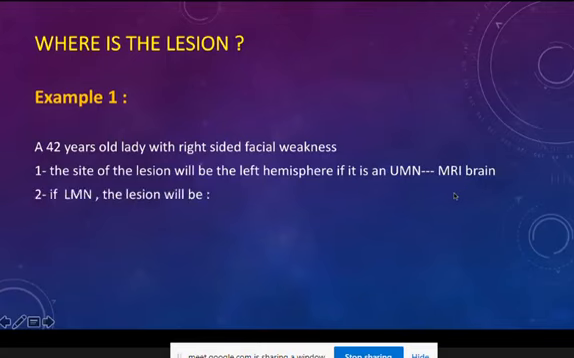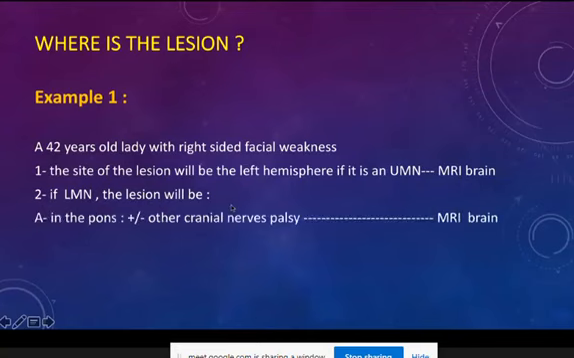Same patient, if it's a lower motor neuron, not upper motor neuron, the lesion will be in the pons. The lesion might be, number A, in the pons, where the nucleus of the facial nerve is, and with this you might find, plus or minus, other cranial nerve palsies. I will do an MRI scan. If I think this patient has lower motor neuron facial weakness and I think the lesion is in the pons, I will go for an MRI scan.